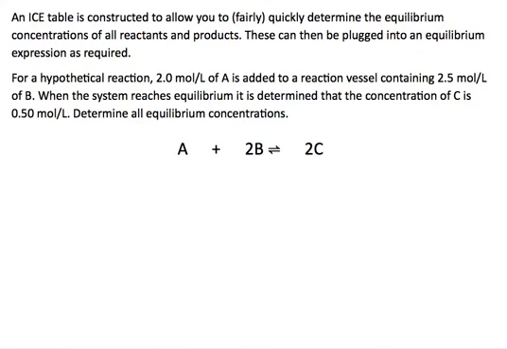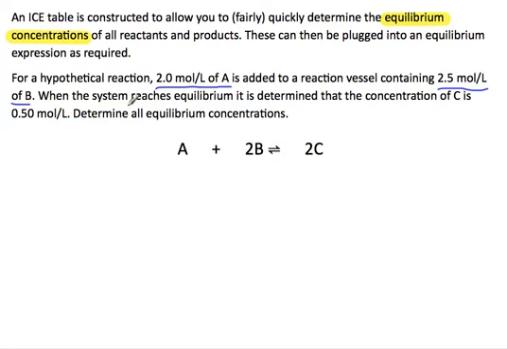All right, so it's basically constructed so that you can determine equilibrium concentrations. If you remember, an equilibrium expression, Kc, can be filled in with values at equilibrium. So we have to find equilibrium concentrations in many instances. So let's deal with this hypothetical reaction. So we have A plus 2B yielding 2C. And initially, we have 2.0 moles per liter of A. And it's added to a reaction vessel that contains 2.5 moles per liter of B. So we have concentrations of A and B prior to mixing, and then we can assume they mix.